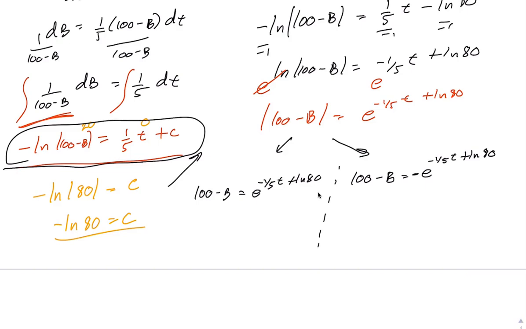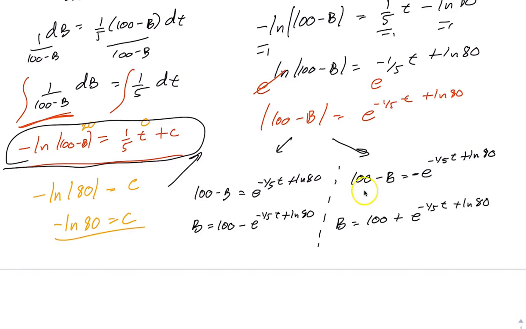To get b by itself, we're going to subtract 100 and divide by -1. Or you could add b and subtract this. It works out either way. So I add b to both sides and subtract e from both sides. All right, that's all I did there. I went plus b and then subtracted this. Same thing here, go plus b and plus that. So in this case, I'll get b equals 100 plus e to the (-1/5 t plus natural log of 80).